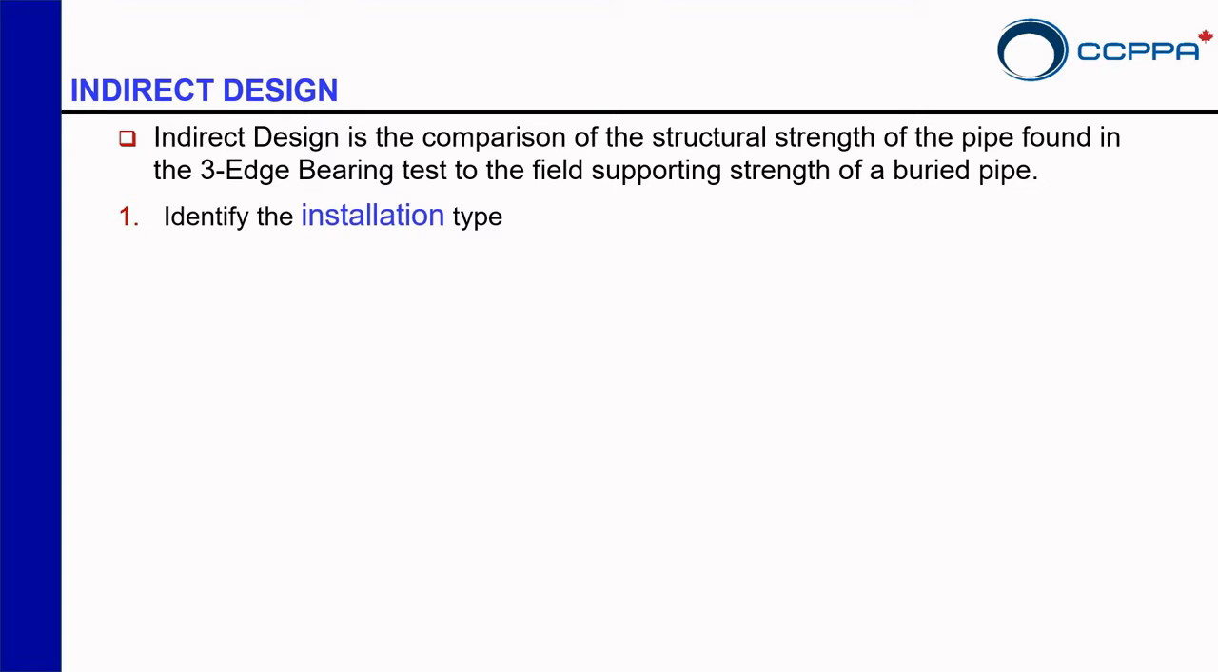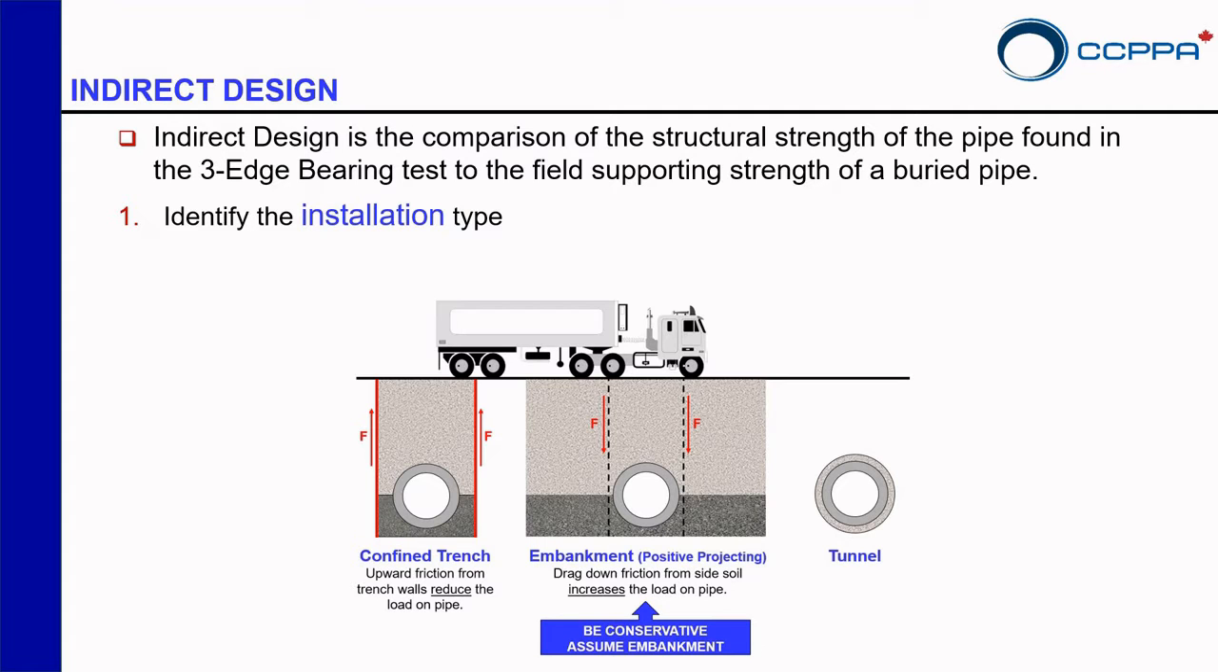So the first step in your design is going to be to find how the pipe is going to be installed. This is because depending on the installation type, the pipe will be subject to different loads. So for example, if you are installing your pipe in trench conditions, the loads are going to be different than the ones on an embankment or positive projection. Additionally, the pipe will withstand higher loads if you're installing in a trenchless installation or a tunnel installation.